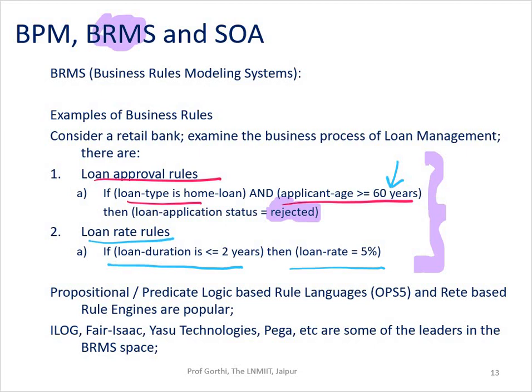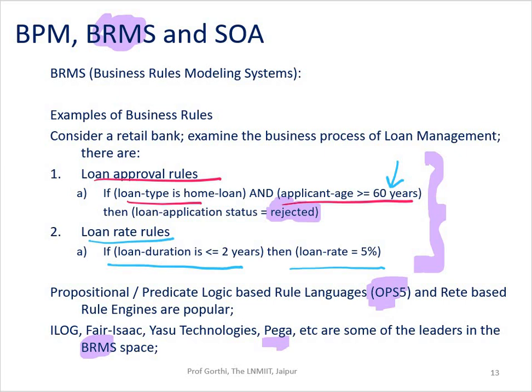So your propositional or predicate logic based rule languages, your OPS5, very popular one, and your rete based rule engines are very popular. For that we have iLog, then we have Fair Isaac, we have Yasu Technology, we have Pega Softwares. Pega, a very popular company, who all are the leaders in this BRMS space as well. Pega is a very popular name.